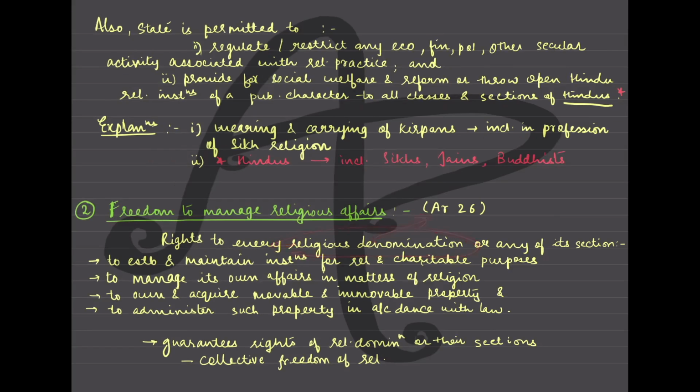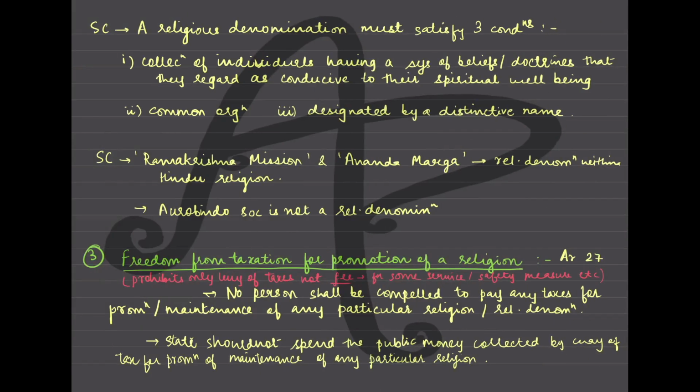a particular entity is a religious denomination? So the Supreme Court has made sure that if a religious denomination satisfies 3 conditions, in that case they will be considered as a religious denomination. The first condition should be that it should be a collection of individuals. So the individuals should connect together and they should share a belief system, or they should have a common doctrine system wherein they will regard it as conducive to their spiritual well-being. So they will say that whatever belief or doctrine they are having, that is common to them, and that belief or doctrine should be considered as conducive by them. Conducive means suitable by them to their spiritual well-being.